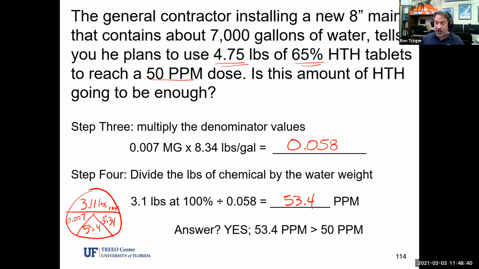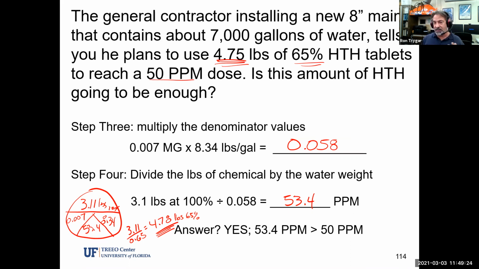This is pounds of 100%. And we said that we're not using 100%, we're using 65%. So 3.11 divided by 0.65, and I get 4.78 pounds of 65%. So the number that we have showing up here, 4.75 pounds, is actually exceeded by them using 4.78 pounds. So it just proves that our math was correct. So yes, we are going to be good with this.